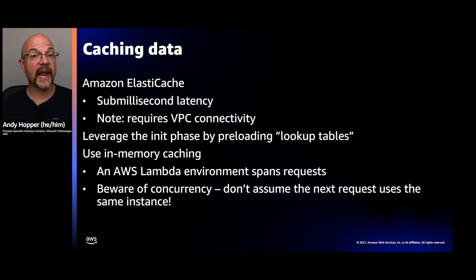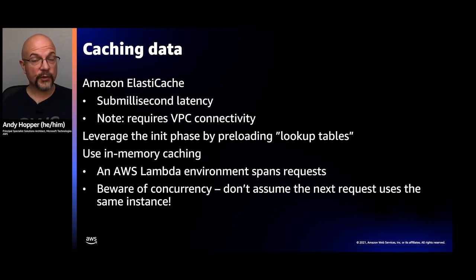So instead of having to dynamically calculate things, you can have pre-calculated sets of data in order to accelerate the actual speed of your handler. And then the last thing that you can use, and this is kind of a brown or black belt trick, is that you can use in-memory caching inside the Lambda environment itself.